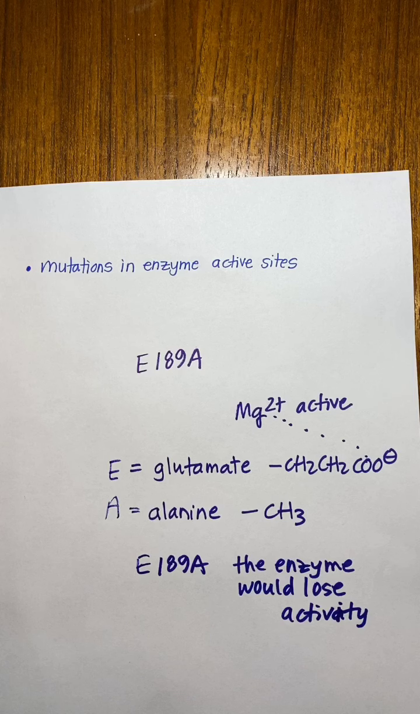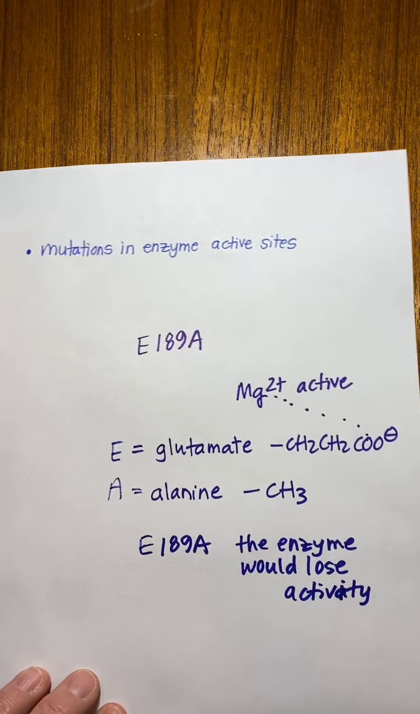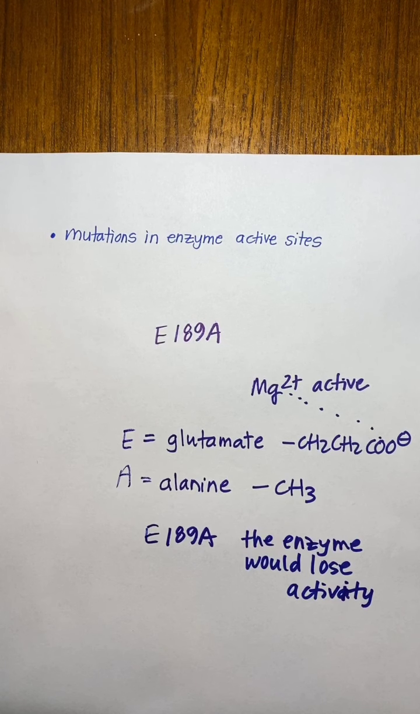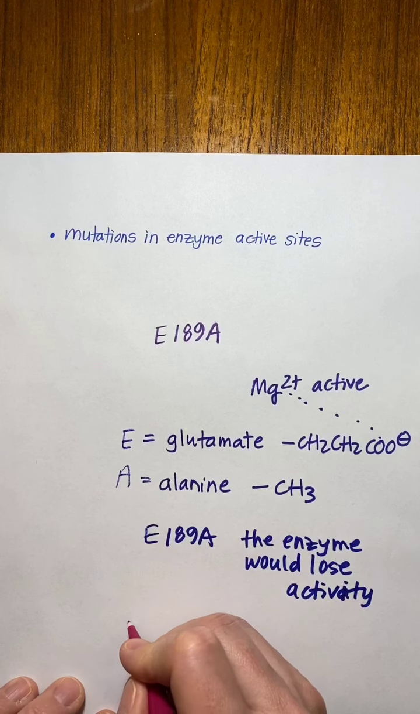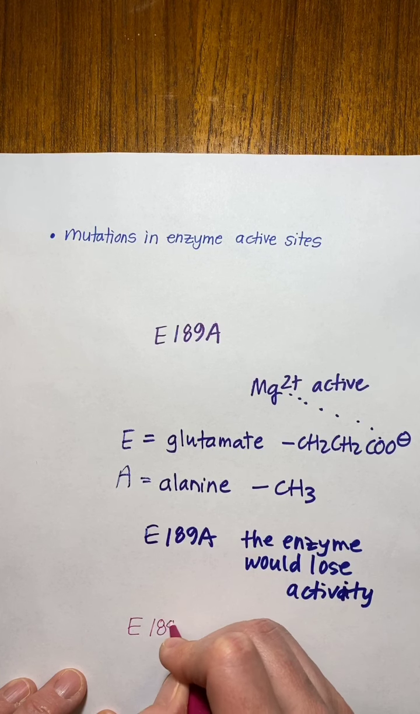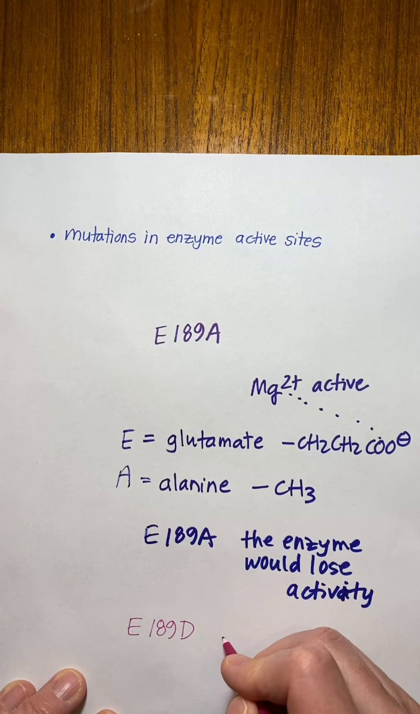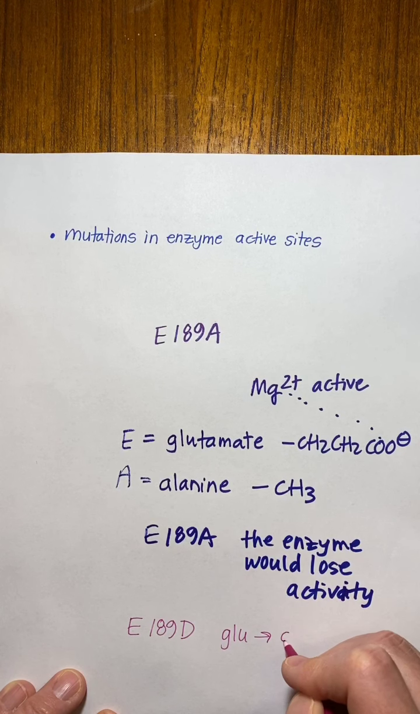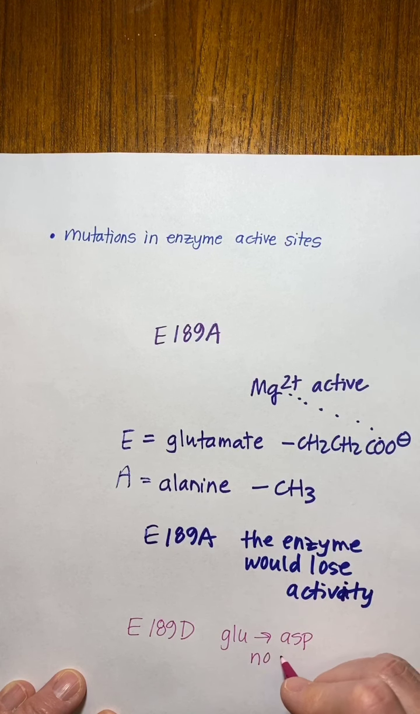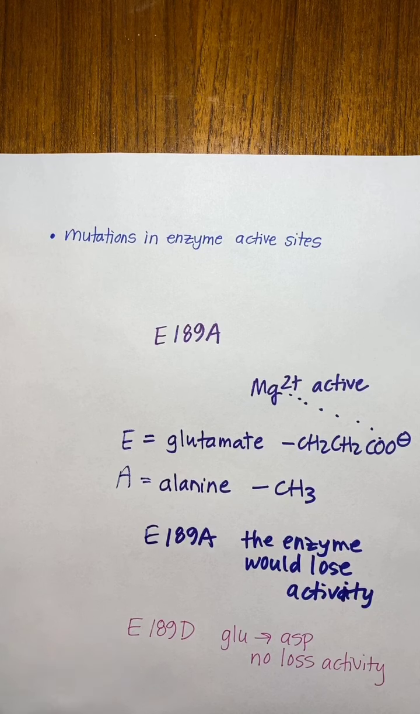The other way you could look at this question is, what would a mutation be that would not cause any loss of activity? There's a really obvious one. Glutamate is almost exactly the same as one other amino acid. What would that be? If we made this mutation, E189 stands for the position in the protein. If we did E to D, we're going from glutamate to aspartate. There would most likely be no loss of activity. Those both have carboxyl groups and should coordinate the magnesium equally well.